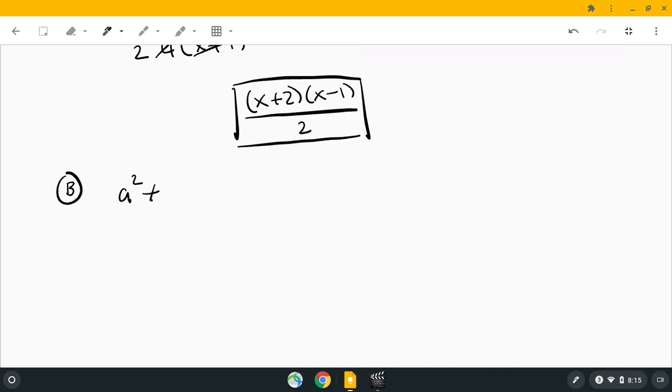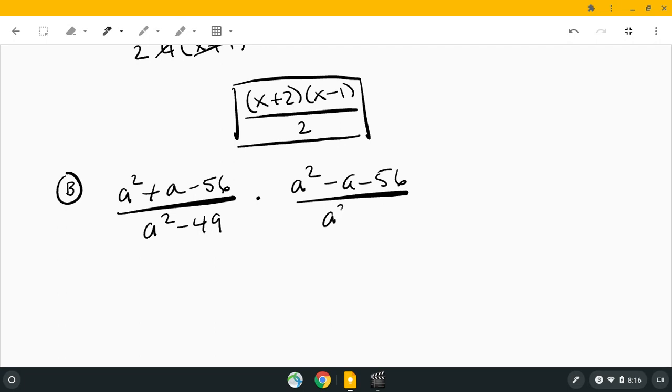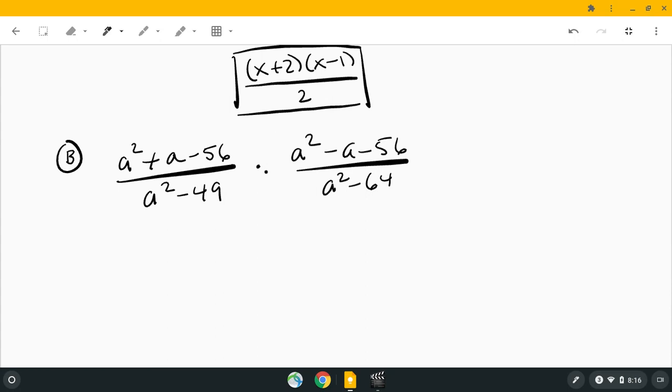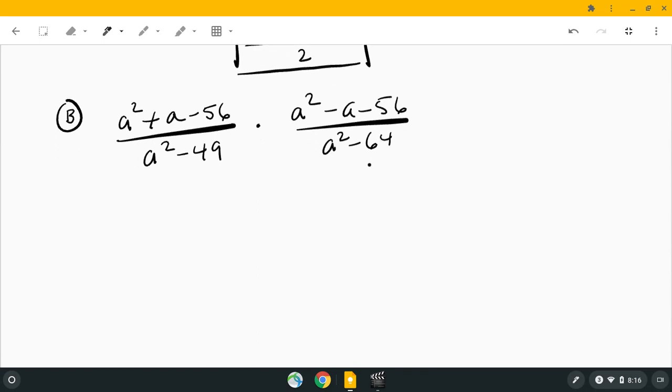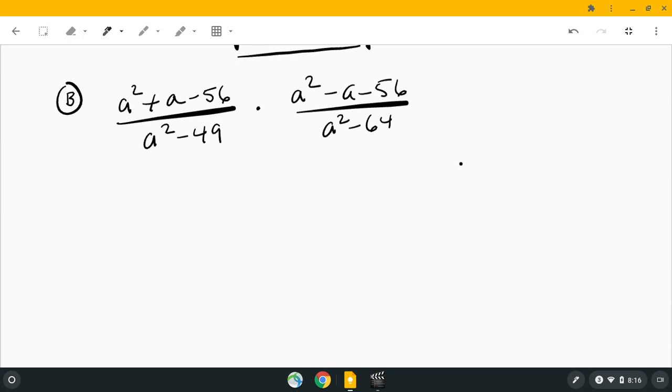A squared plus a minus 56, over a squared minus 49, times a squared minus a minus 56, over a squared minus 64. All right, so this here is not division, so we don't have to do the KFC. Everything just remains the same. You do the KFC only when it's division. All right, so let's go ahead and factor everything.